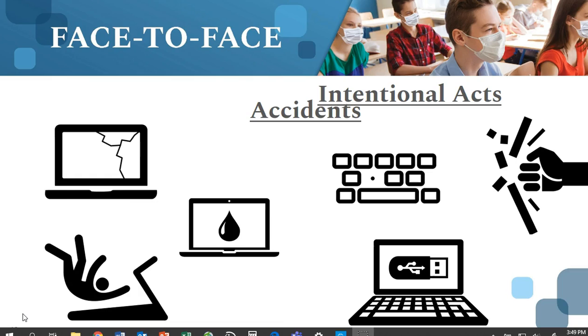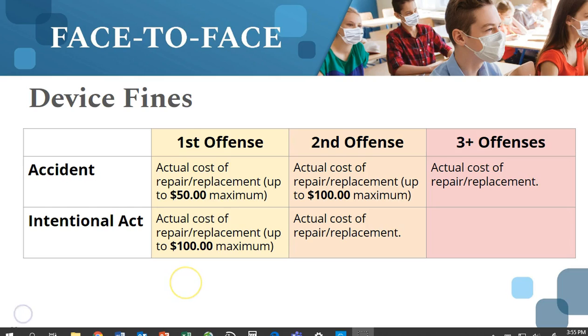Some examples of intentional acts include objects struck or jammed into the ports, striking or throwing the device, or peeling keys off. Please read this chart carefully to understand the fines for each of the devices. If it is accidental, the first fine is $50 or the cost of the repair. The second is the cost of the repair up to $100 maximum. The third and following offenses will be the actual cost of the repair or replacement of the device.